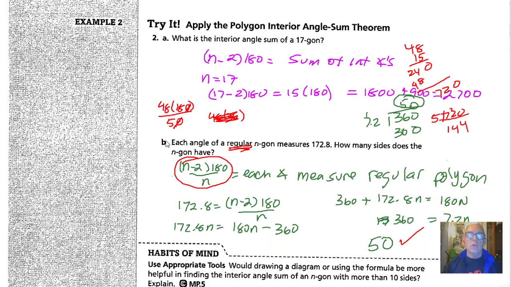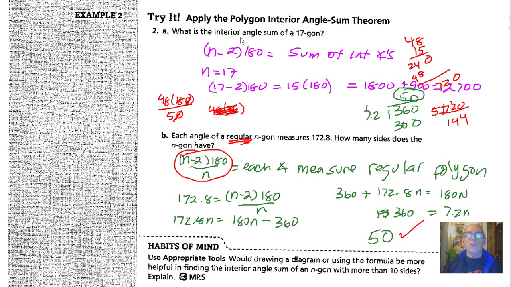Okay, let's do example 2. What's the interior angle sum of a 17-sided polygon? So if n is 17, n take away 2 is 15. So 15 times 180 is going to give us 1800 plus another 900. 2700 degrees is going to be the sum for the interior angles of a 17-sided polygon.